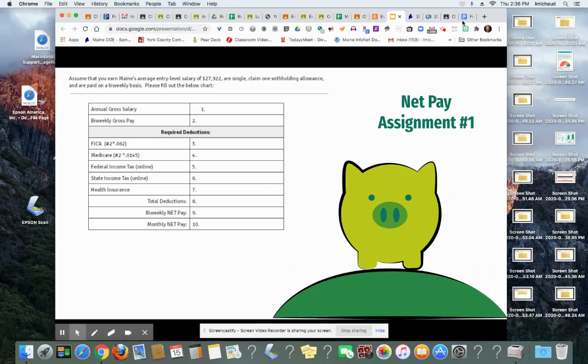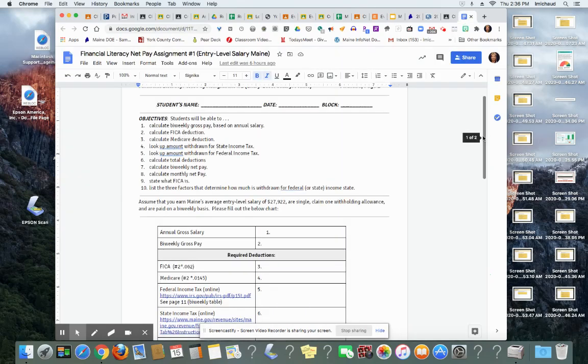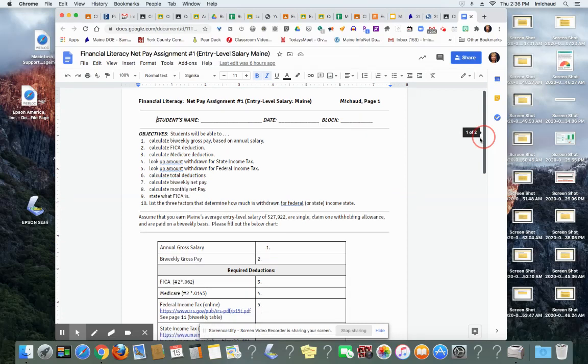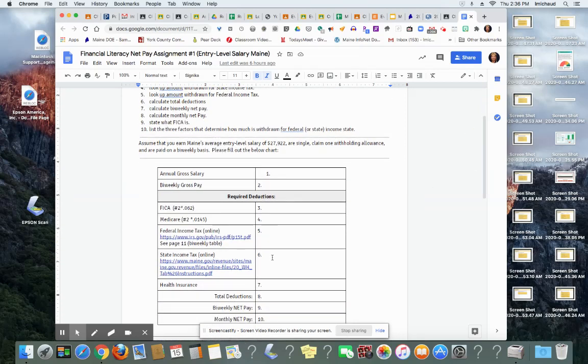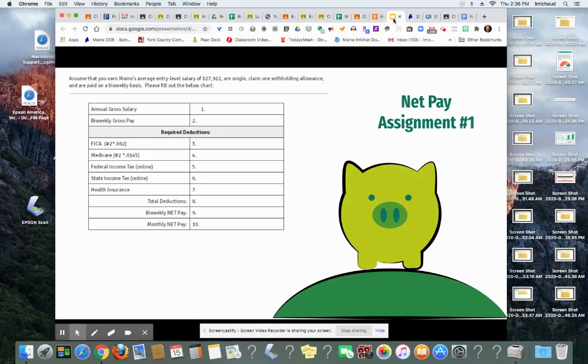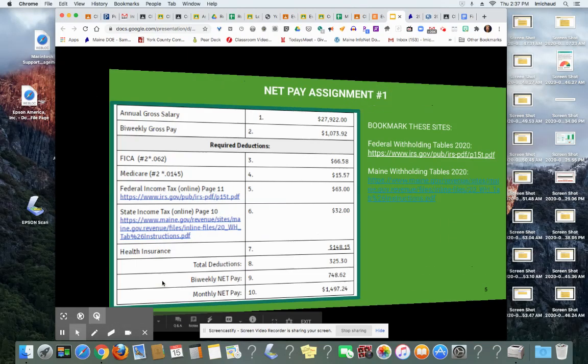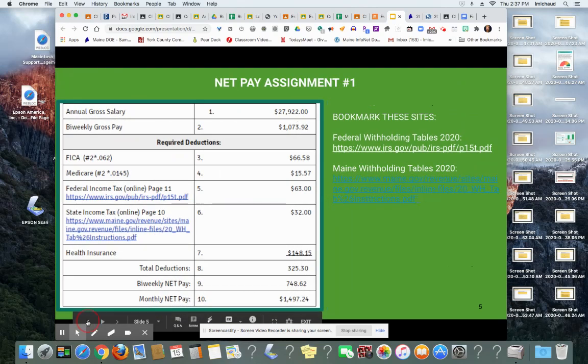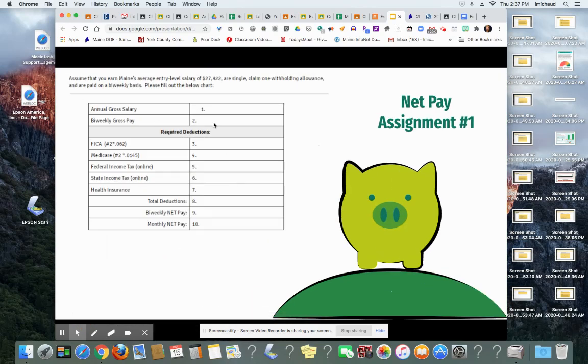So what I want you to do is get this assignment out. It should be posted on Google Classroom, Net Pay Assignment number 1. And we're going to go over how to figure out your gross pay and your net pay. So we're going to begin here, annual gross salary. Assume that you earn Maine's average entry-level salary of $27,922. So you want to put that amount on number 1, $27,922, right there.